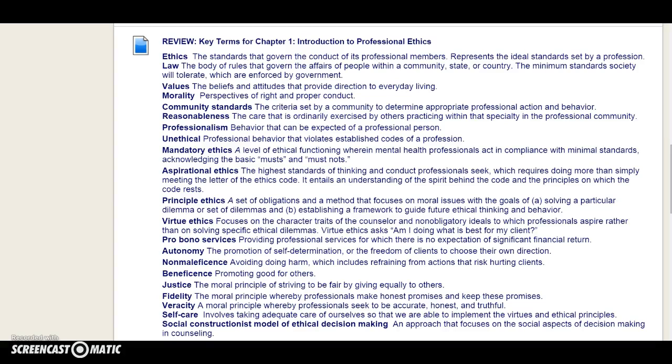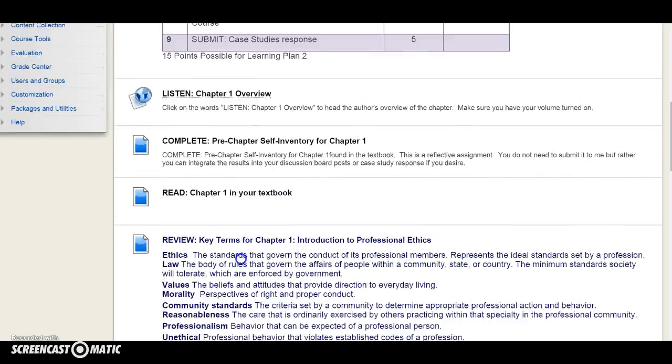All right, welcome to Chapter 1. We're going to be covering the basics of codes of ethics, and we're going to be having some discussions regarding the differences between ethics and laws and how they may intertwine with each other. So before we begin, I want to just briefly go through the assignments here.